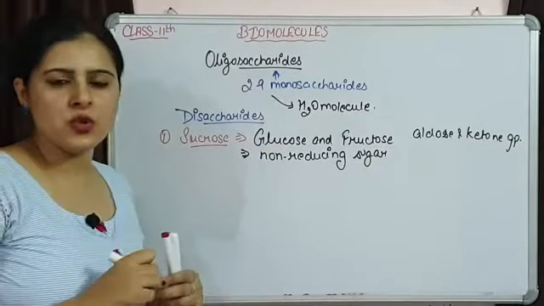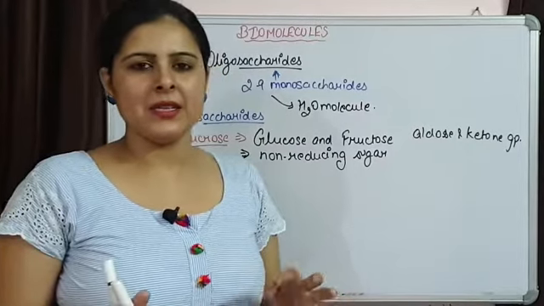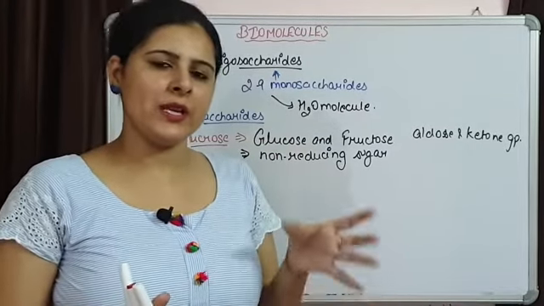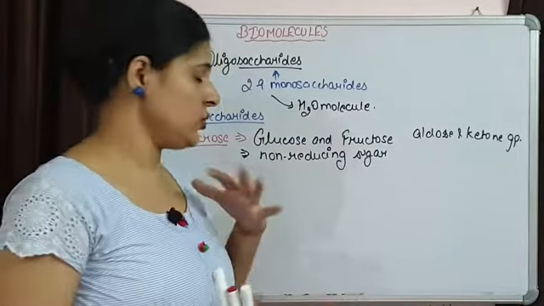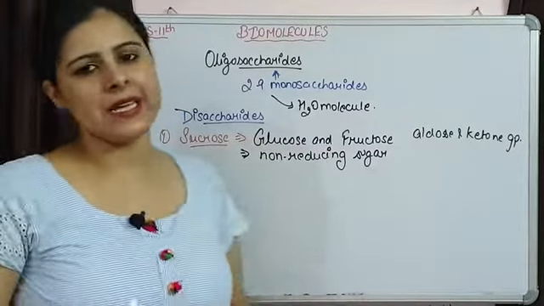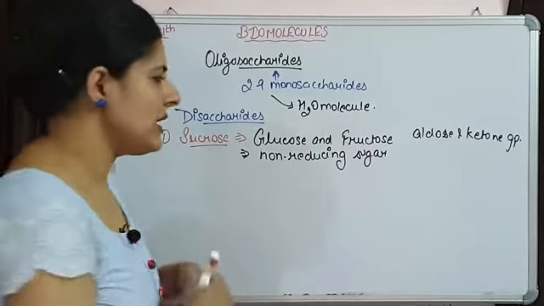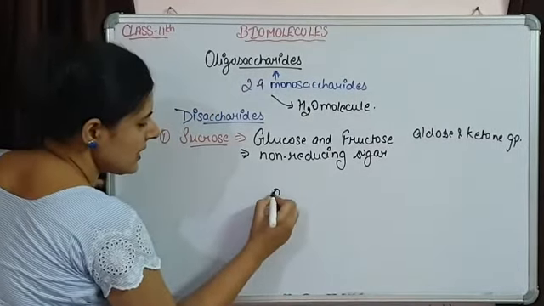Other than sucrose, if we talk about monosaccharides, then all the monosaccharides are going to be reducing sugars, and other than sucrose, all the disaccharides are also going to be reducing sugars. So let's see how the bond formation is taking place.